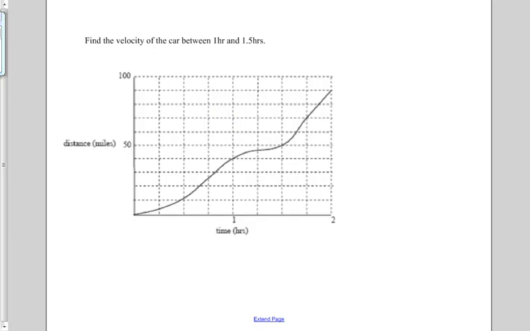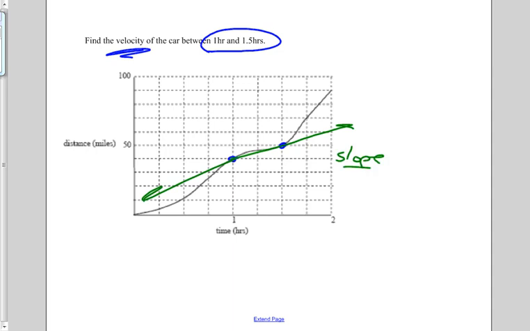So, like I said, now we're looking at shorter time intervals. Now we're just looking between the time 1 hour and 1.5 hours. So, if I wanted to find the average velocity in that time period, once again, we can draw the secant line and find the slope of the secant line. So in order to find the slope, we need 2 points. So we've got the point 1.5, 50, and 1, 40. So the slope there, 50 minus 40 over 1.5 minus 1, which equals 20 miles per hour.